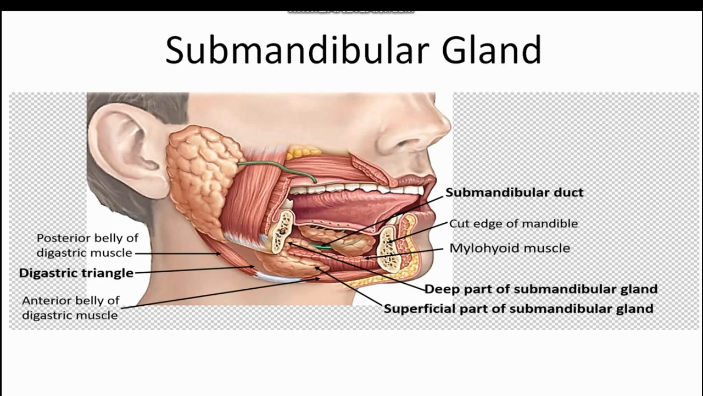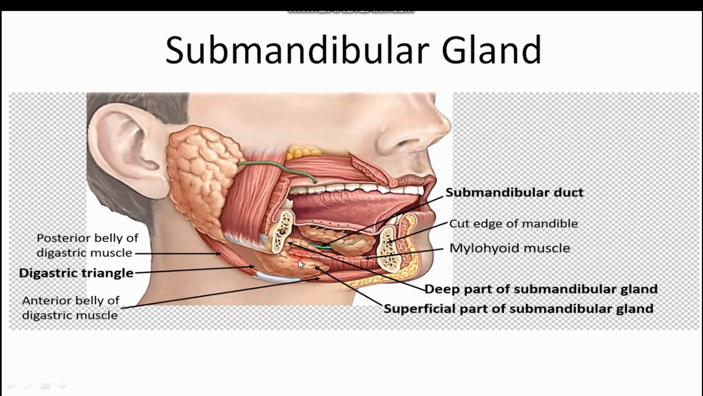The submandibular gland is very important for your examination as well as from a clinical point of view. This is the submandibular gland, walnut in appearance, weighing around 10 to 22 grams. It is a mixed gland, but more serous in nature. It is present in the digastric triangle, which is formed by the base of the mandible and the posterior belly as well as the anterior belly of the digastric.